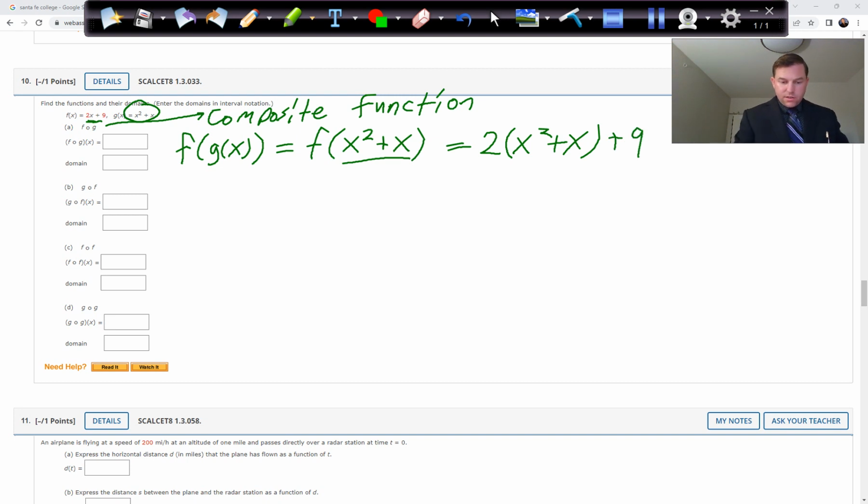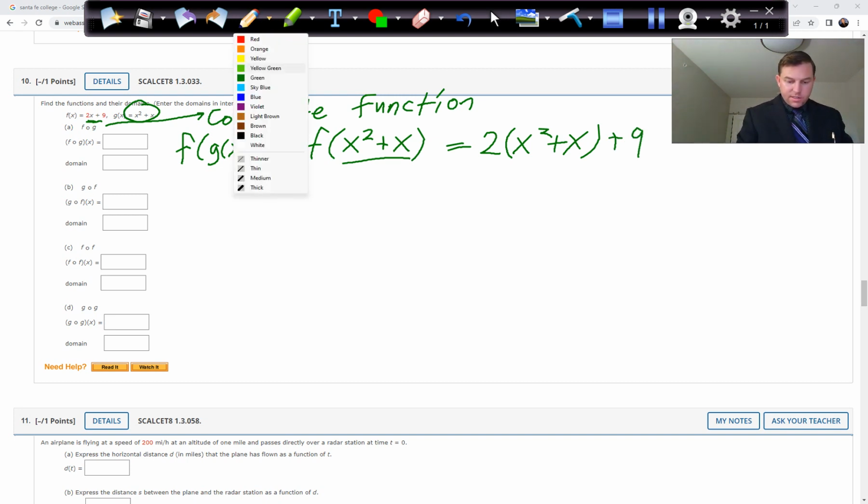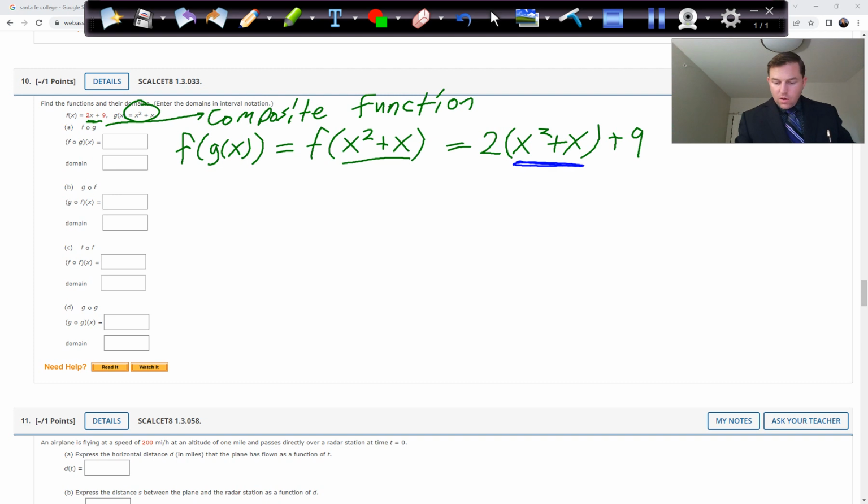So notice, let me try to use different colors to emphasize this. All of this replaced just, all of that replaced just this x. So you take the entire g function and place it into the x, or the f function. And this should be fairly simple algebra now. 2x squared plus 2x plus 9.